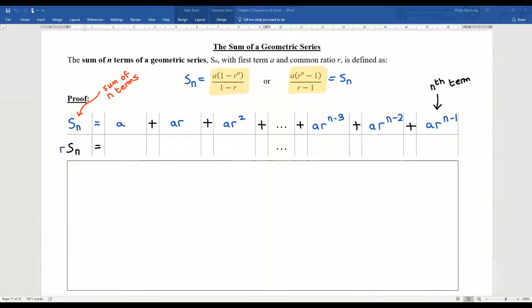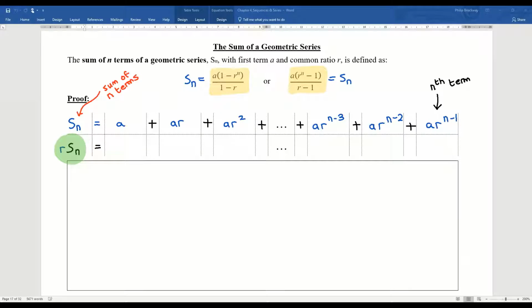So this is the trick. That's a crucial step. I think it's so important. I'm going to have to highlight that. So let's do that. This is the crucial step here. Please remember to do this. So let's just take the sum of n terms and multiply everything by r. Now let's see what happens here.